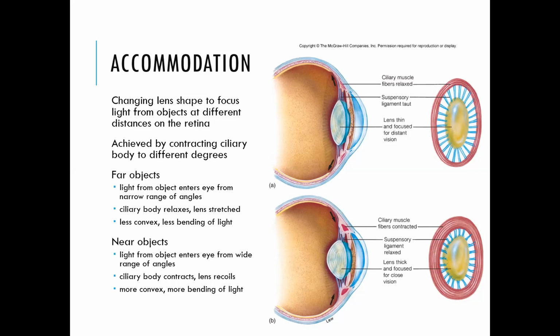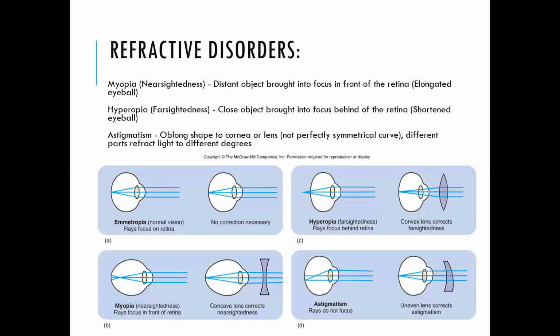And the opposite would happen for near objects. Light from the object would enter the eye from a wide range of angles because it's closer to you. The ciliary body will therefore contract, causing the lens to recoil, and the lens becomes more convex and there's more bending of light because the object is closer. It needs to be bent in more to be directed onto the retina.